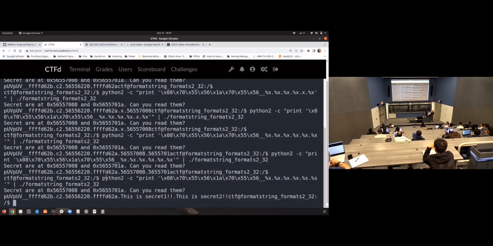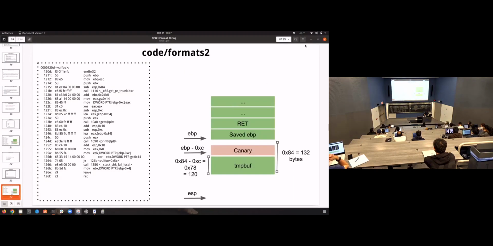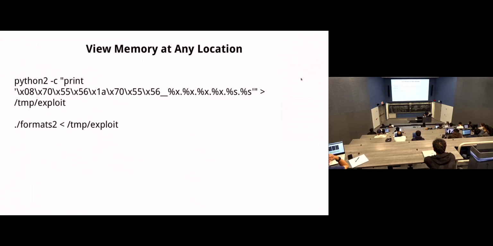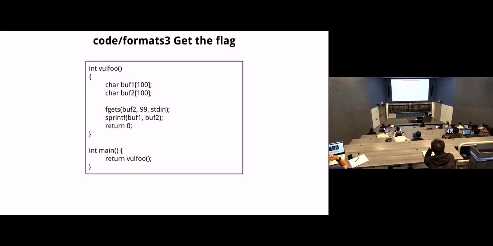Okay, so now we print out the secret. This is secret one. This is secret two. Okay, those are the two secrets. But before that, we still print out those things on the stack. Then we print out the secret. So that is our format string, format string number 2. So this is what the exploit looks like. You don't have to put that into a file and do that. This is just go to stdin.